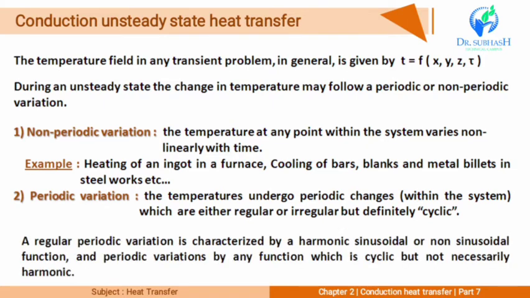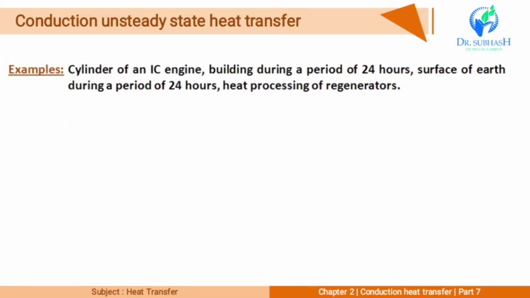Second, periodic variation. The temperatures undergo periodic changes within the system which are either regular or irregular but definitely cyclic. A regular periodic variation is characterized by a harmonic, sinusoidal or non-sinusoidal function, and irregular periodic variation by any function which is cyclic but not necessarily harmonic. For example, the cylinder of an IC engine during a period of 24 hours, the surface of the earth during a period of 24 hours, heat processing of regenerators.